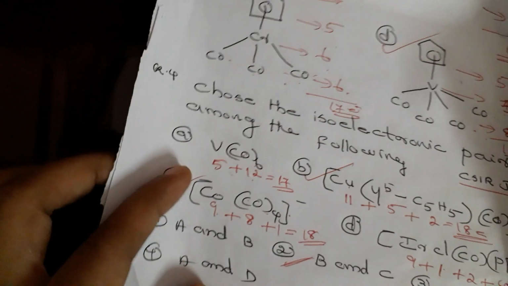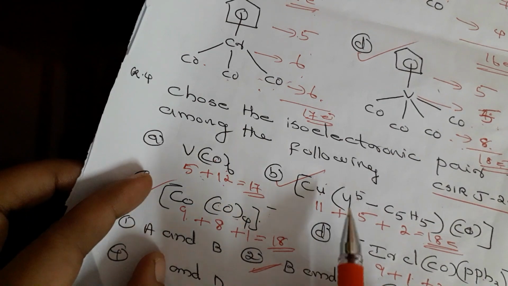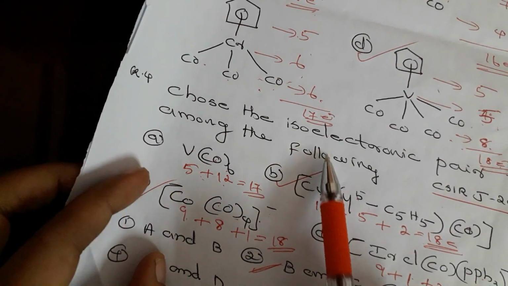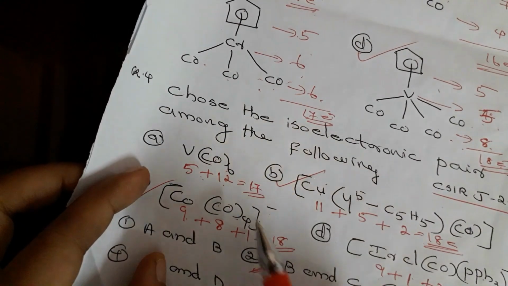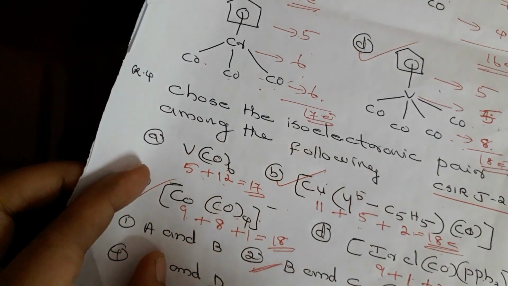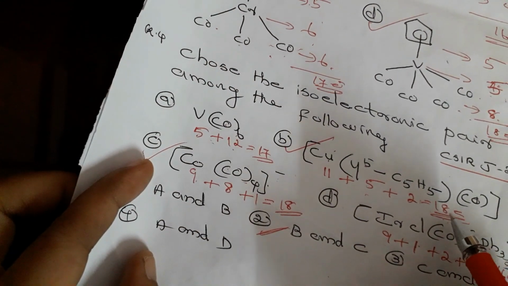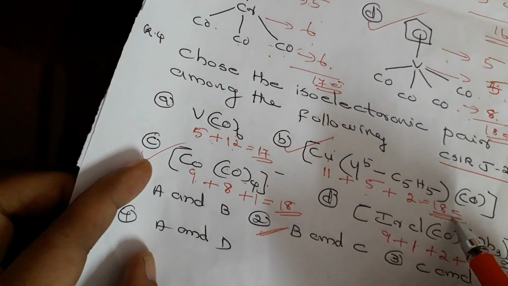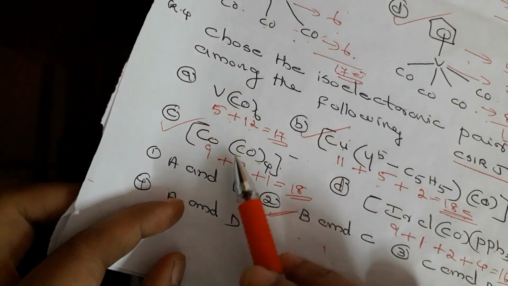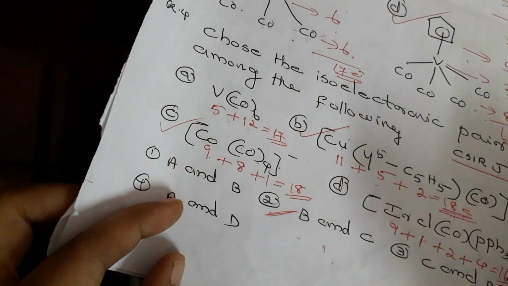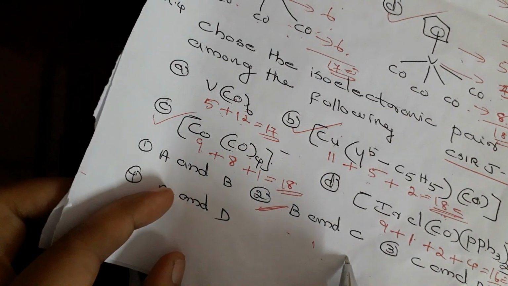Okay. Next question: choose the isoelectronic pair among the following. What is isoelectronic? Same number of electrons. So if you see this type of question, you just calculate the total valence electrons. Then same number, here it has, I solved these questions. This is 18 electron, this is also 18 electron. So the answer is the second, B and C, isoelectronic, same number, 18, 18. Here is 17, this is 16, so not okay. This one is correct, 18 electron. Okay, B and C.